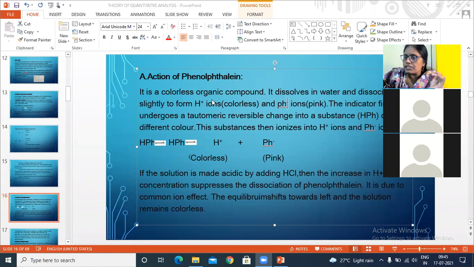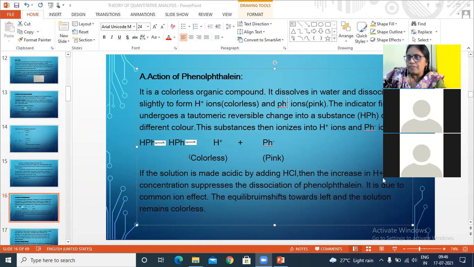So the dissociation is suppressed, and the molecule remains in the tautomeric form, which doesn't have any color in the acidic medium. So phenolphthalein in acidic medium doesn't have any color. Then what about in basic medium? That is what we have to see here.